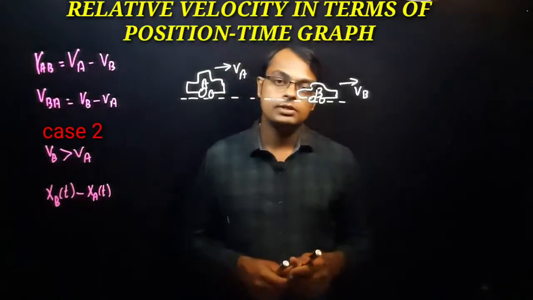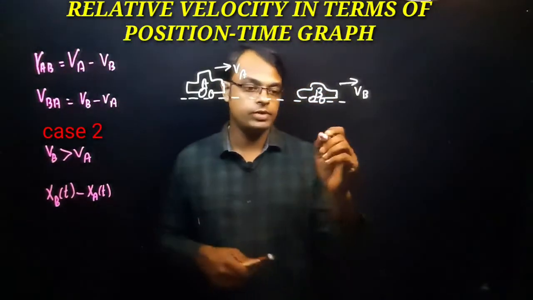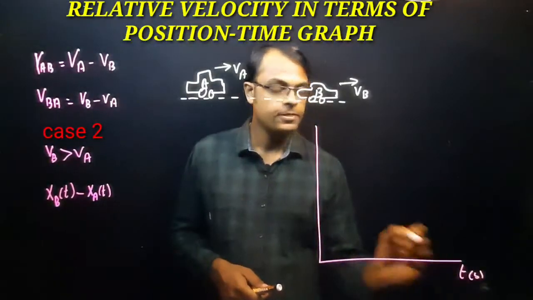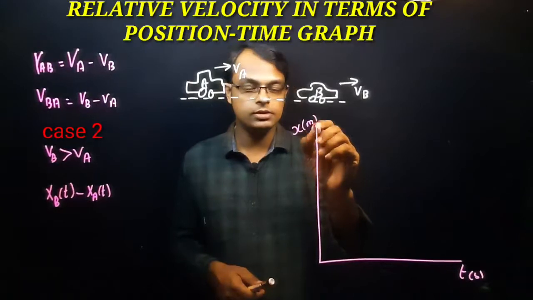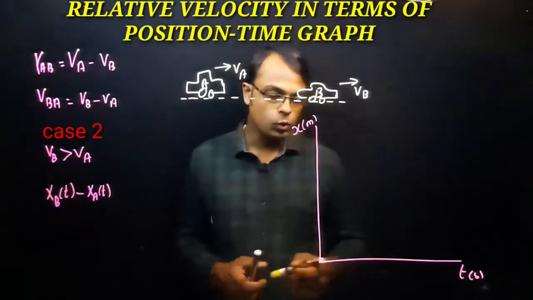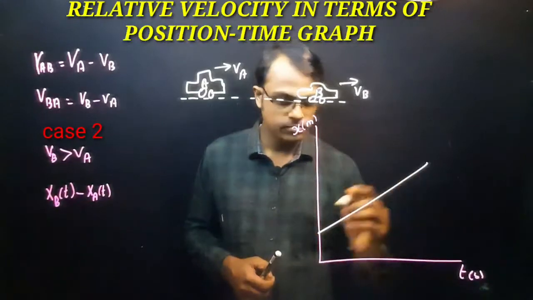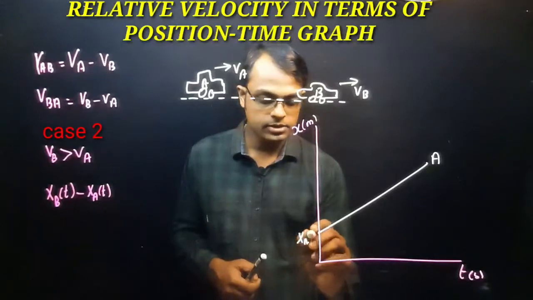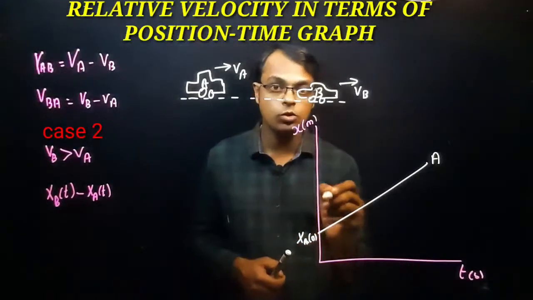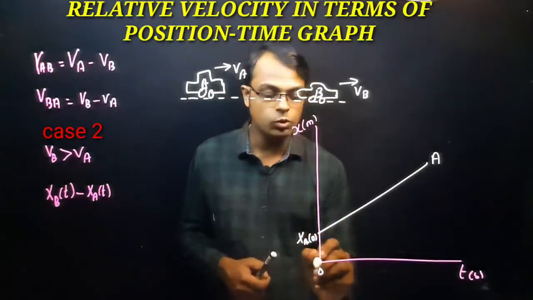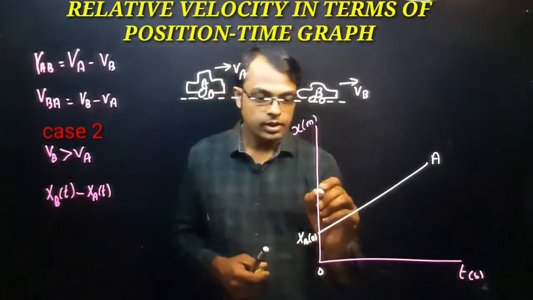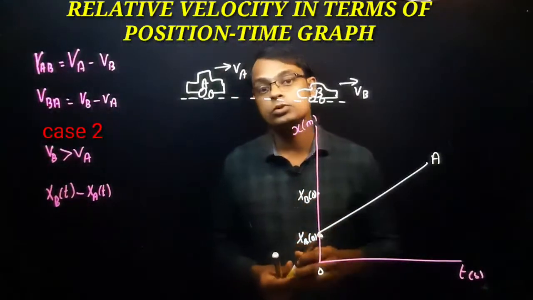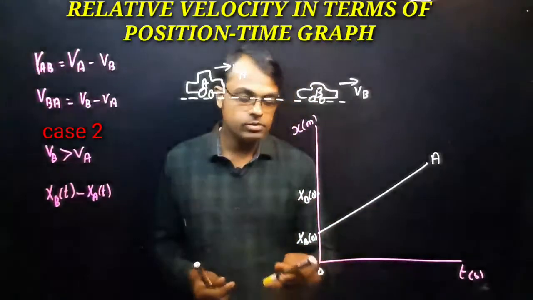So how do we represent that on a position-time graph? This is a way to represent it. See this once again. The X-axis is time in seconds, and the Y-axis is position in meters, the SI unit. If you draw the position-time graph, this is the object A. For object A, we can write XA of 0. This is the initial position of object A when the time is equal to 0. Now we consider another point, XB of 0, the initial position of car B when the time is equal to 0.